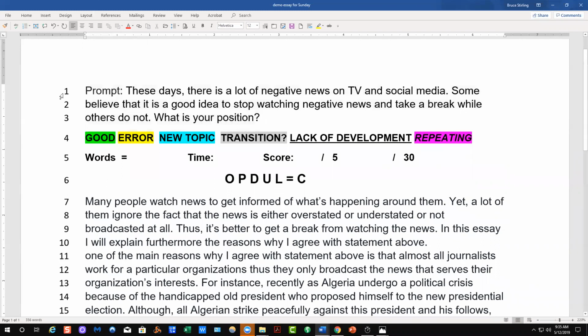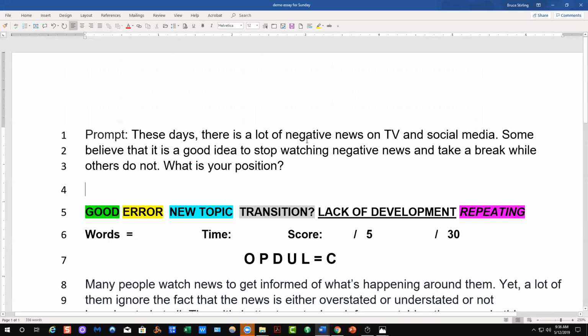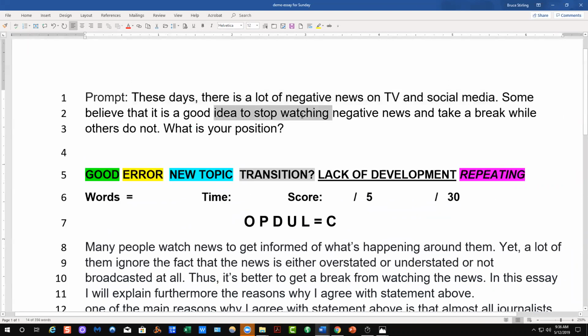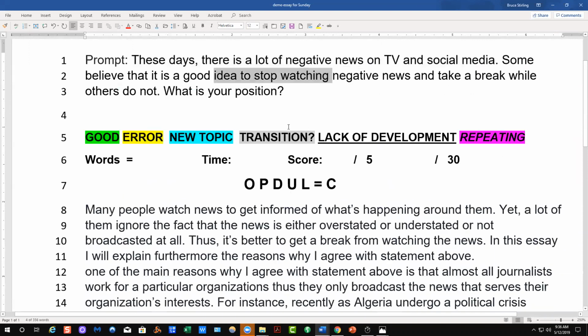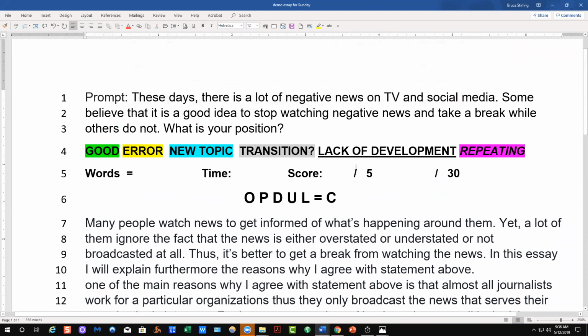Now, the key here, what I have found with a lot of TOEFL students is they really don't take time to analyze the prompt. I have found this a lot. A lot of TOEFL students don't take time to read the prompt. They kind of go, these days, a lot of negative news on TV and social media. Okay, great. Should we stop watching it? Okay, great. And they don't really have time to understand the prompt. They're so nervous, they just want to start writing.